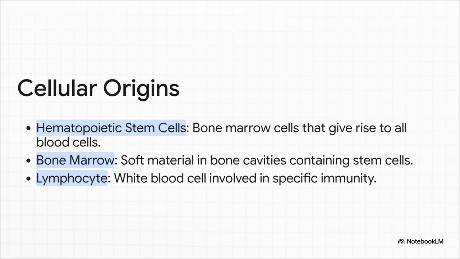A key pathway for us is the lymphoid lineage, which produces the lymphocyte. The lymphocyte is really the central cell of adaptive immunity. If you look at one under a microscope, it's a small, round white blood cell, and its most obvious feature is a very large nucleus that takes up most of the cell's volume.